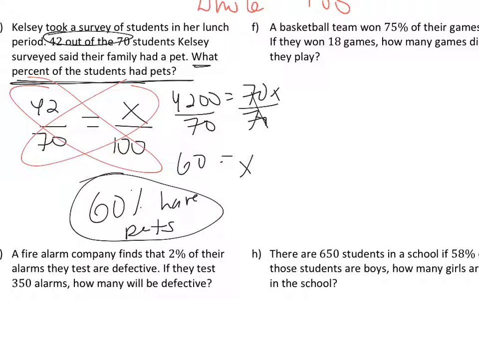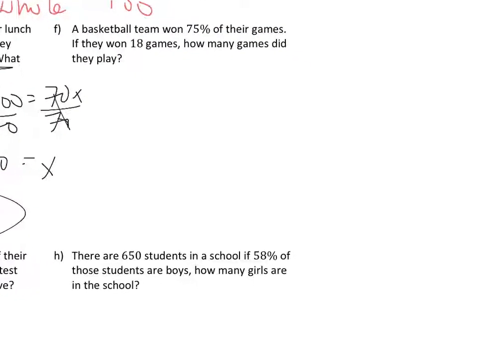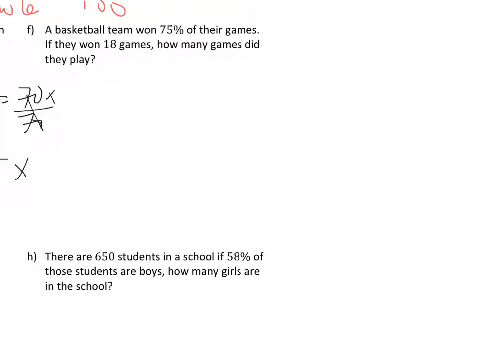Let's move over to letter F. A basketball team won 75% of their games. Awesome. If they won 18 games, how many games did they play? Okay, so this time we still have a fraction equal to a fraction. They gave us the percent. Okay, so 75 is the known, always out of 100. So now we need to know the part and the whole. If they won 18 games, how many did they play?